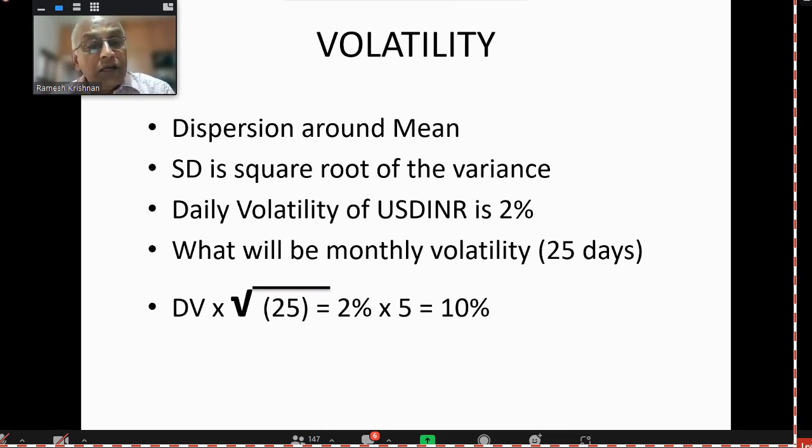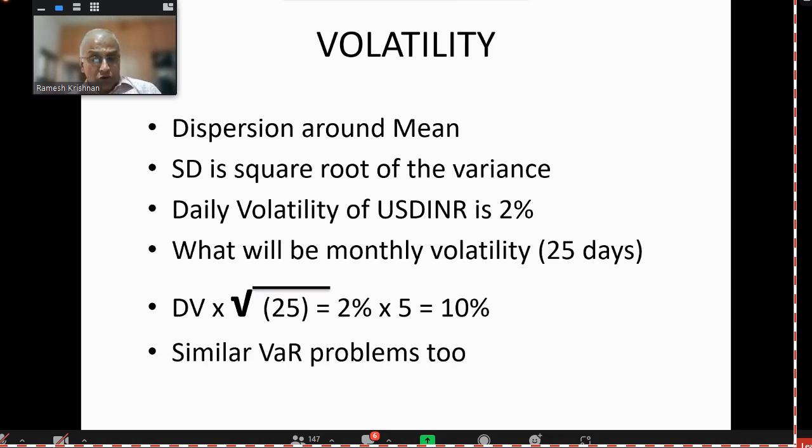So daily volatility into square root of number of days: 2% into square root of 25, which is 5. So 10%. Daily volatility 2%, monthly volatility is 10%. This you should remember, always multiply or divide by the square root of the tenor period to find the required answer. Similarly, you will come to know in the value at risk problems also.